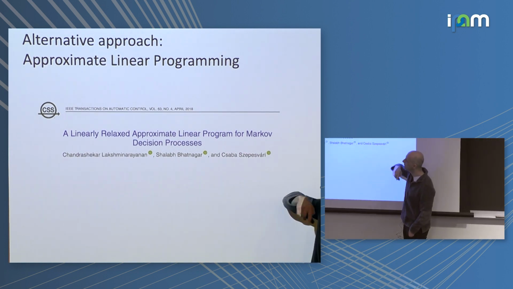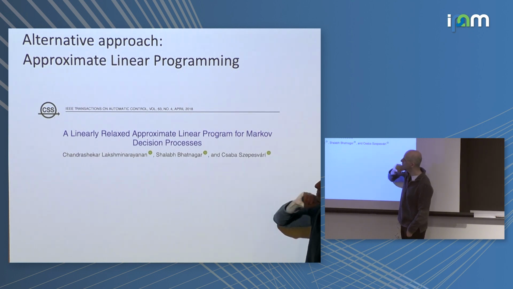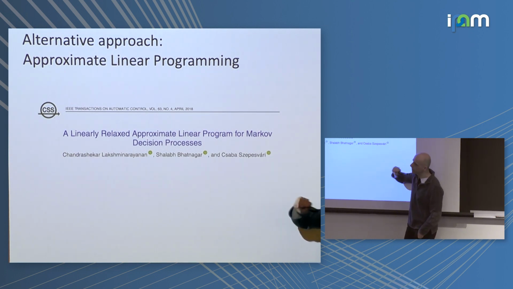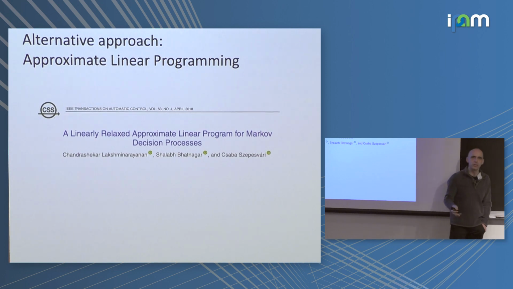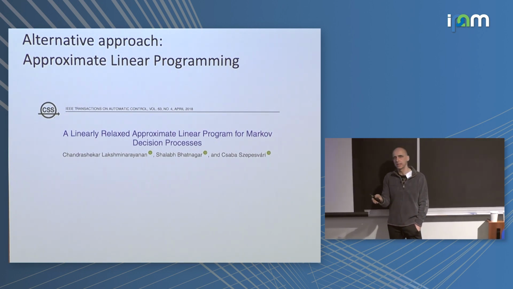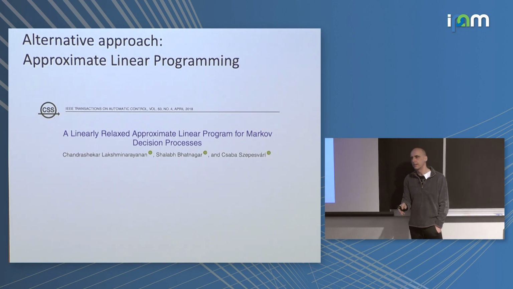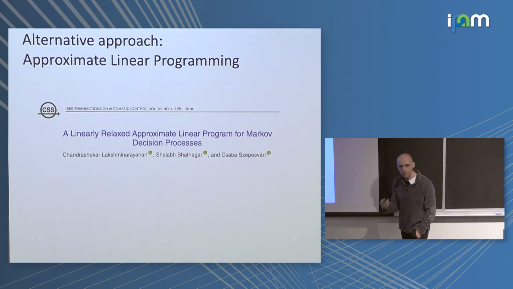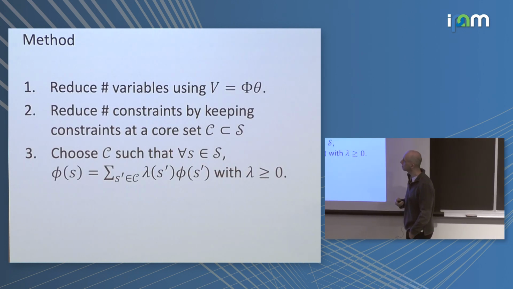But this is based on an earlier paper, quite recent, that was together with Chandrasekhar Lakshmira and Shalabh Bhatnagar, where we went back to the drawing board. There was this idea about using approximate linear programming instead of approximate value iteration or approximate policy iteration, because there the errors maybe can be more tightly controlled.